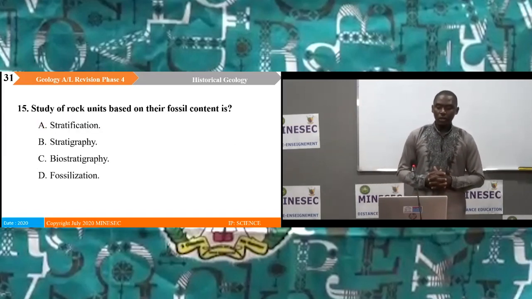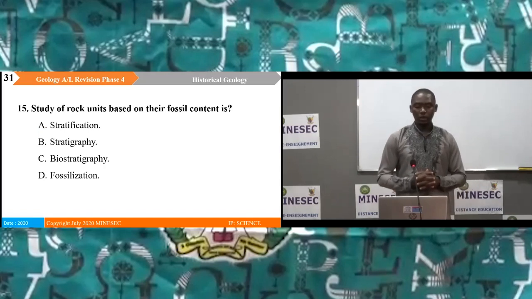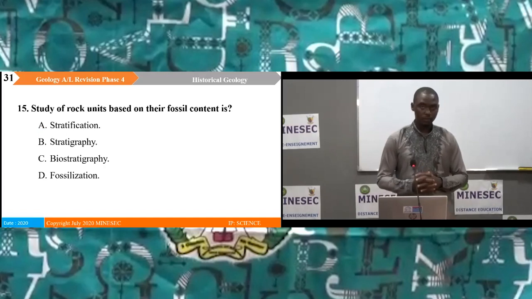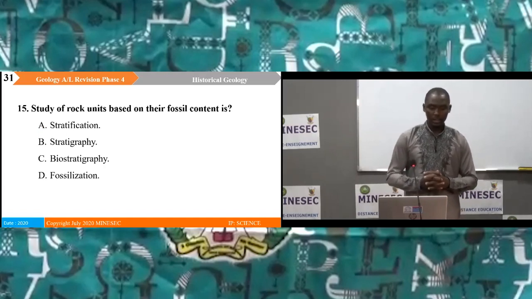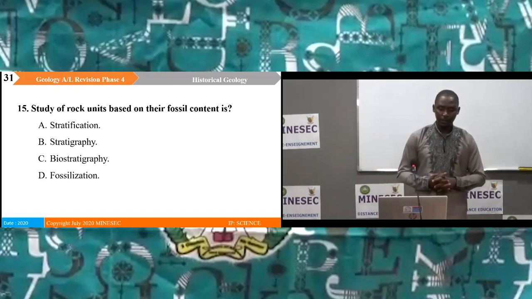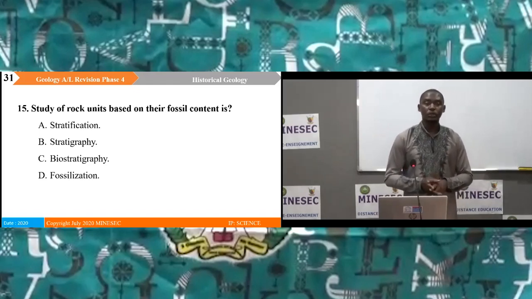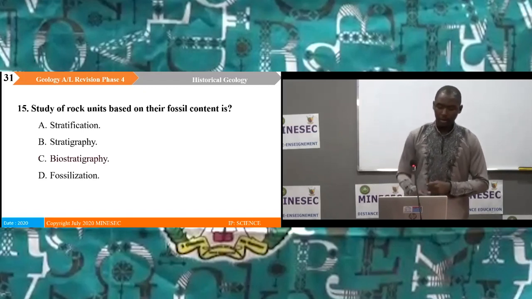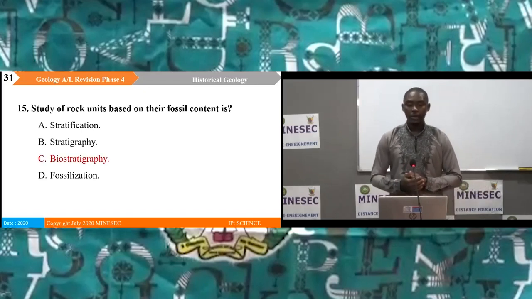Study of rock units based on their fossil content is A, stratification, B, stratigraphy, C, biostratigraphy, and D, fossilization. Our correct response here is biostratigraphy.